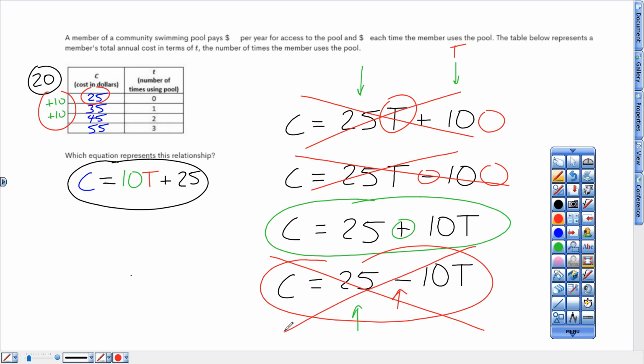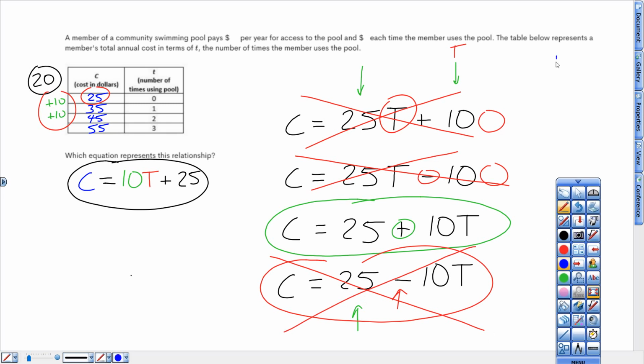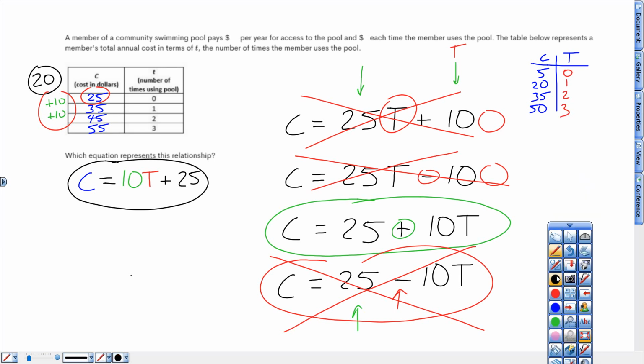So for another example, I'm going to just throw one at you real quick because I want you to be able to do this. C and T, let's make this 5. Let's go up by 15, so that makes that 20, 35, makes this 50, I believe, going up by 15, 15 for C. Then over here, I got 0, 1, 2, 3. Here are your choices for this problem right here. I got C equals 5 plus 15T.